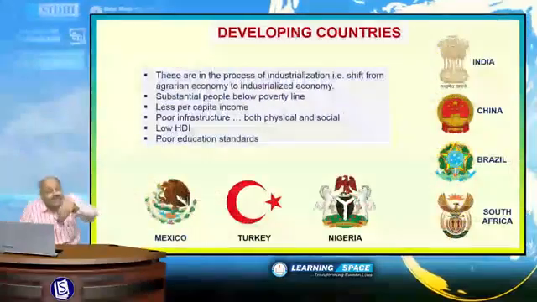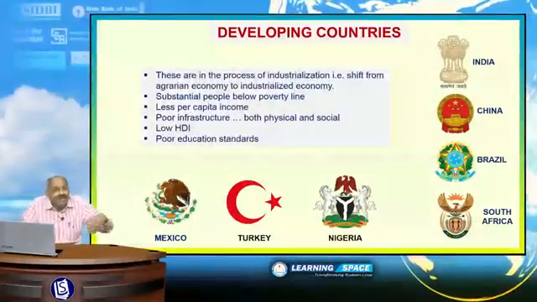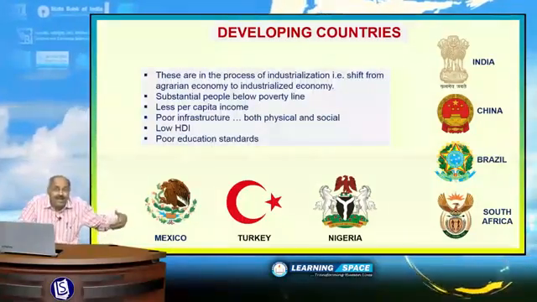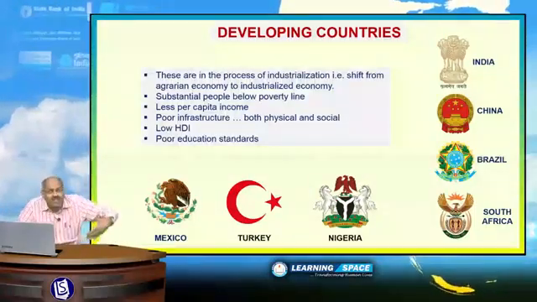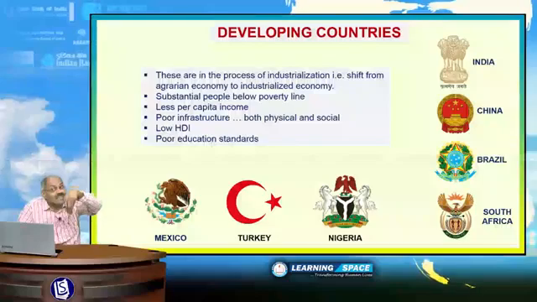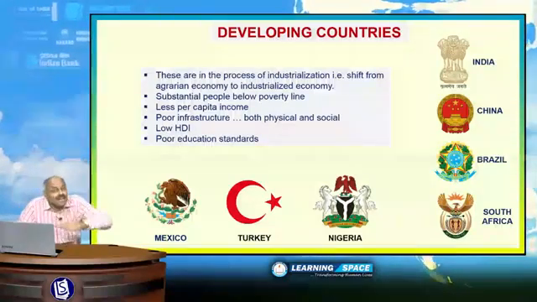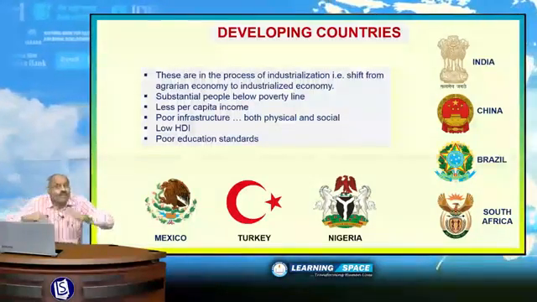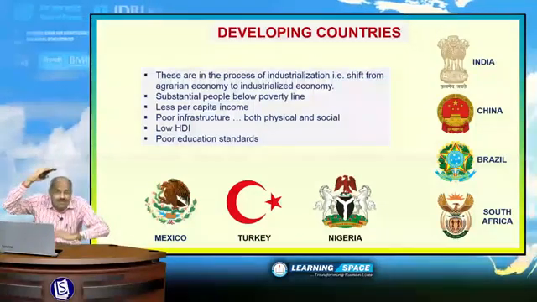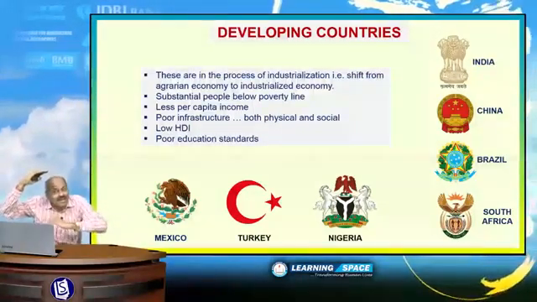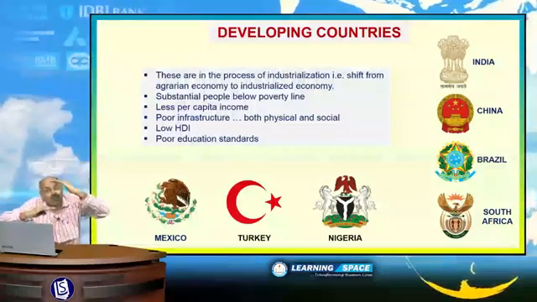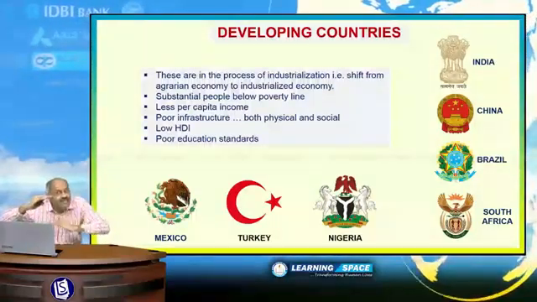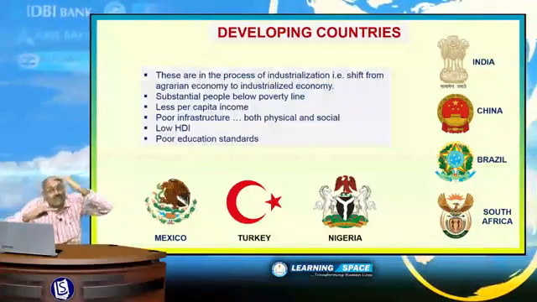If you look at developing countries, the examples are India, China, Brazil, South Africa, Nigeria, Turkey, Mexico. These are in the process of industrialization, that is, from agrarian economy to industrialized economy. I have already told you, in the normal process of development from least developed country to developed country, the transformation takes place from agrarian economy to industrialized economy followed by services economy. But unfortunately, in many countries, the transformation is taking place directly from agrarian economy to services sector.